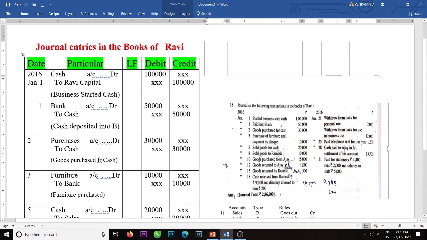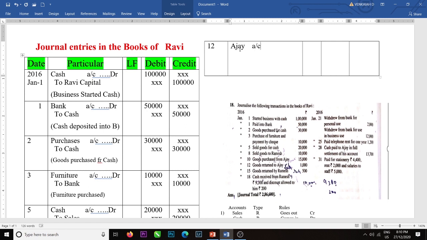Now, 12th entry is what we return. Goods we return. Goods are going out or coming in? Going out. Going out should be credited or not? Credited. To whom we are returning? Ajay. Ajay is receiver or not? Receiver. So receiver will be debited. First we will debit Ajay account.